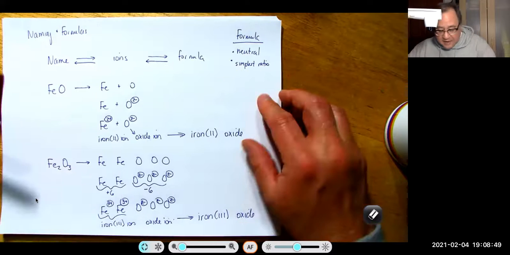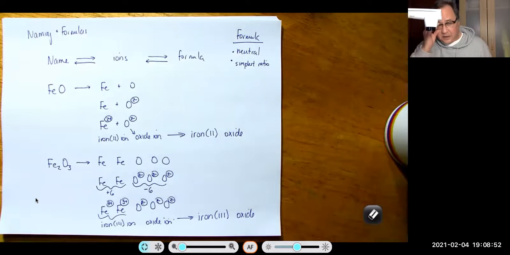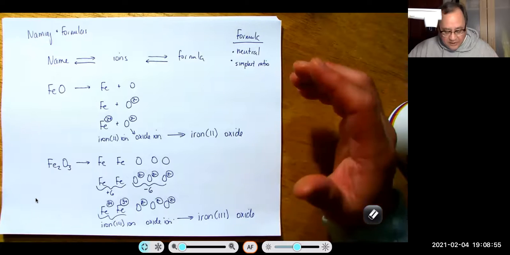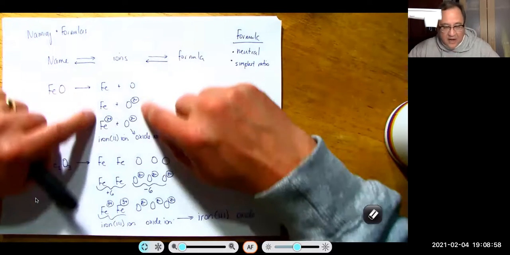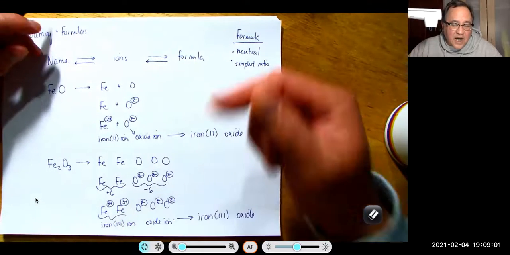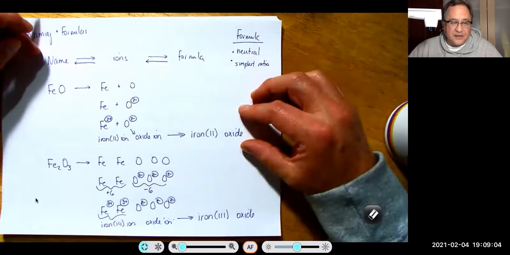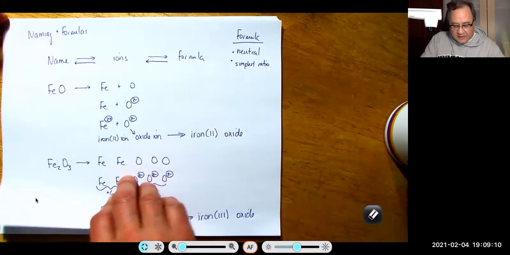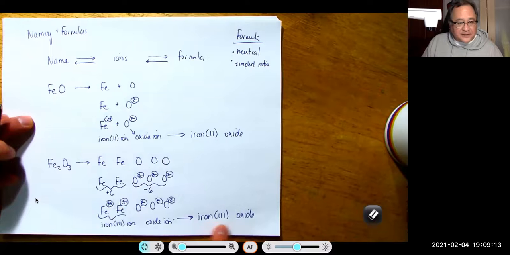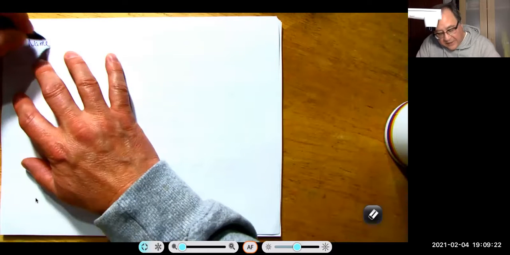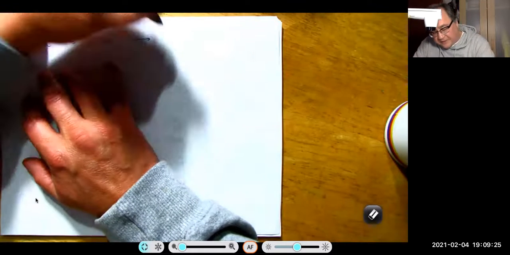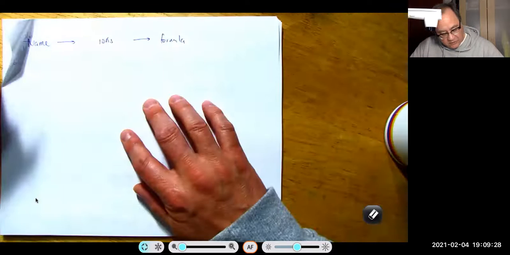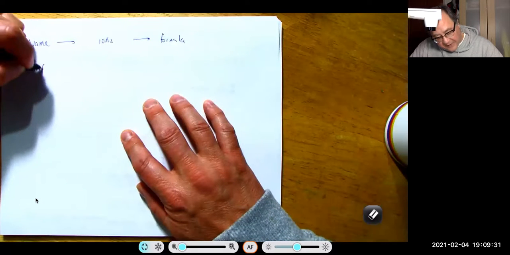So that's how you take the formula and get the name. The trick is when you're given the formula and you break it down into ions, there better be at least one ion where you know the charge. If there isn't, good luck. Okay, now, why don't we need prefixes here? Well, let's take iron 3 oxide, and now we're going to do the reverse. We're going to take the name, we're going to get the ions, and we're going to get the formula. So we have the name, iron 3 oxide.